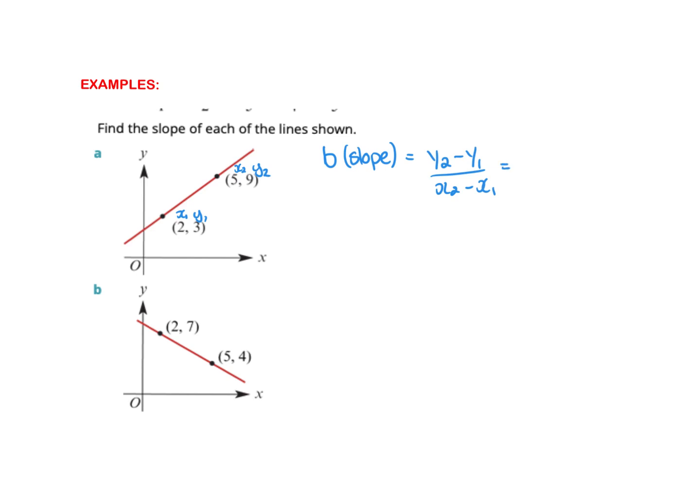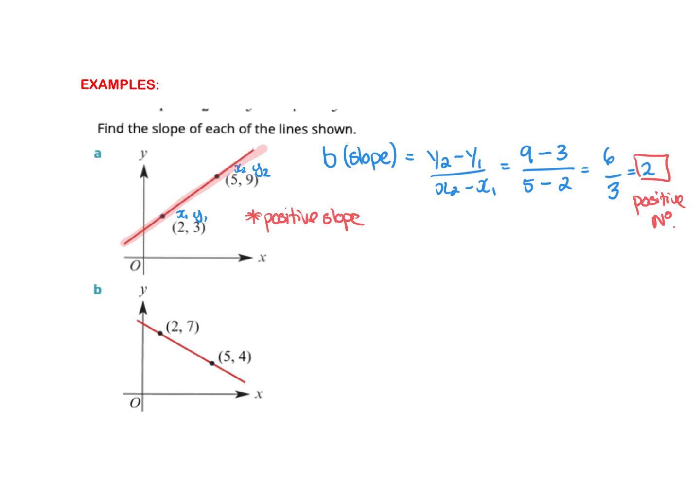So then when we pop that into our equation, you just substitute what they are. So y2 was 9 minus y1, which was 3, over x2 was 5 minus x1, which was 2. So we end up with 6 over 3, which equals 2. Now, the graph is a positive graph, isn't it? So if we look at this, yeah, we might say this is a positive slope. And we can see our answer is a positive number. So that's good.